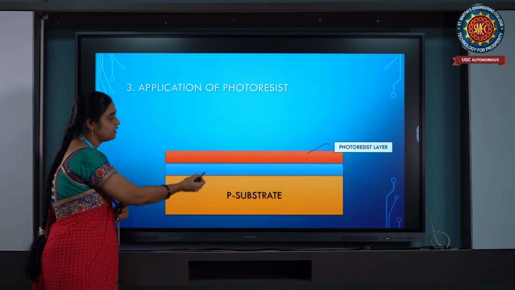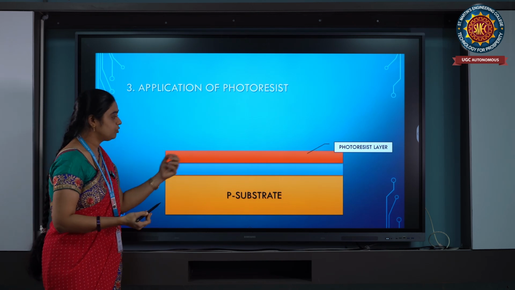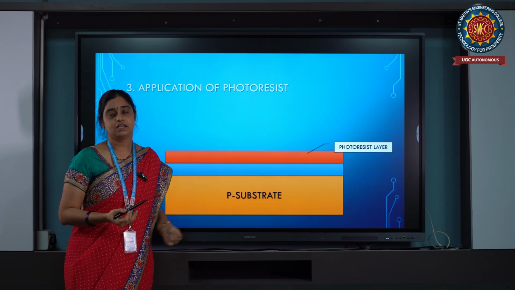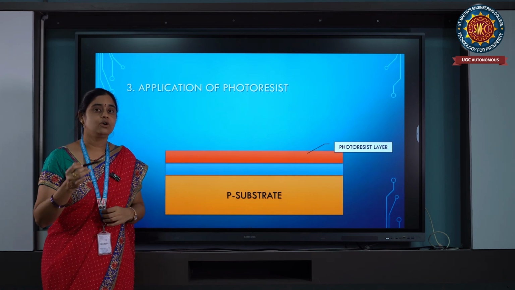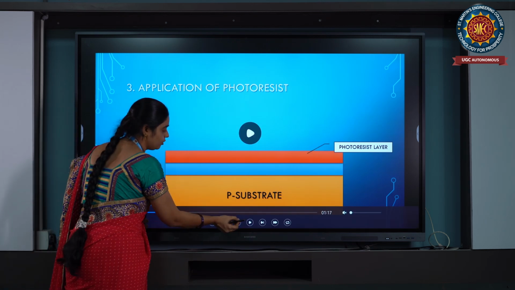This P substrate is not reacting with any other chemicals from the outside. So the SiO2 layer will act like a barrier. Next, our next step is the photoresist layer, which is red in color here. Why are we placing the photoresist layer? In order to do masking and etching. Let us see the masking and etching in this video.